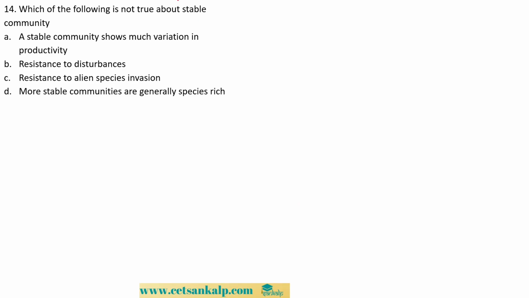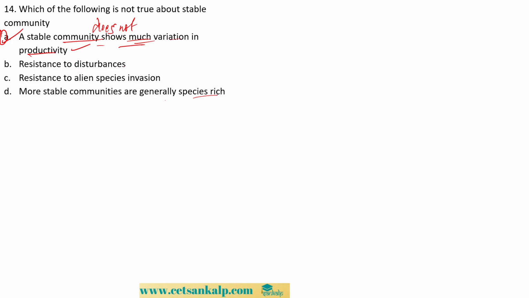Now moving on to the next question. Which of the following is not true about a stable community? A stable community shows much variation in productivity, resistance to disturbances, resistance to alien species invasion, and more stable communities are generally species rich. The answer over here is A only. A stable community should not show much variation, right? So A is our right answer over here.